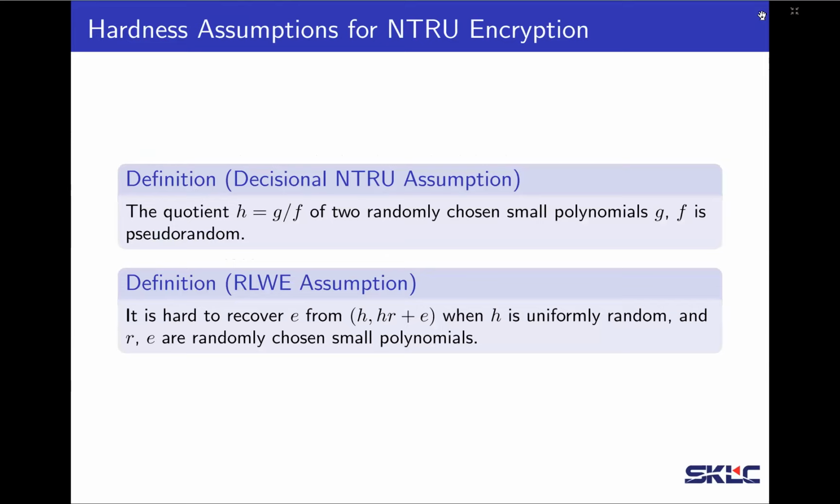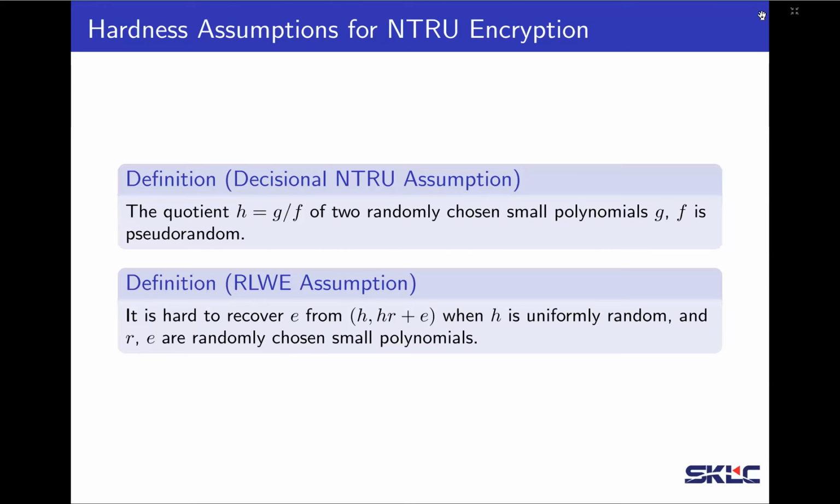Now we will introduce two assumptions for NTRU encryption. First is the decision NTRU assumption. It is based on the properties of two randomly chosen small polynomials f and g in the ring. Second is the random assumption. It is based on the fact that it is hard to recover e from h and hr plus e, where h is uniformly random and r and e are randomly chosen small polynomials.